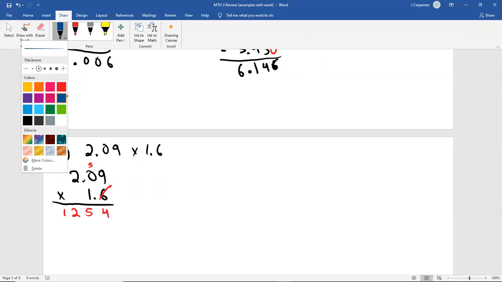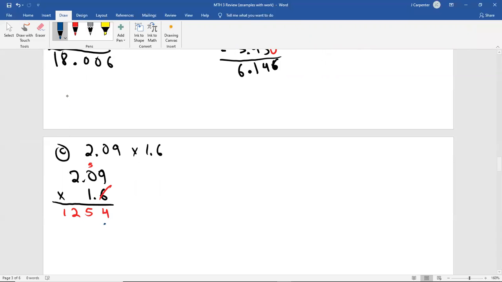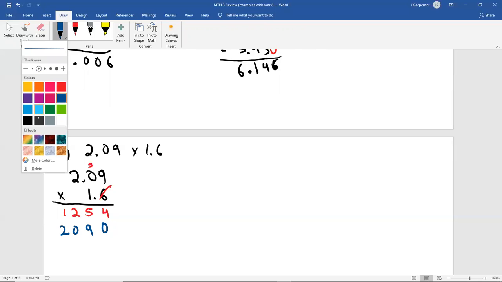So now we got to use the 1. Because this 1 is in the second place in terms of all our multiplication, ignoring the decimals, we need to make sure we start there so we zero out the first. 9 times 1 is 9. 0 times 1 is 0. 2 times 1 is 2. And then we just add everything up.